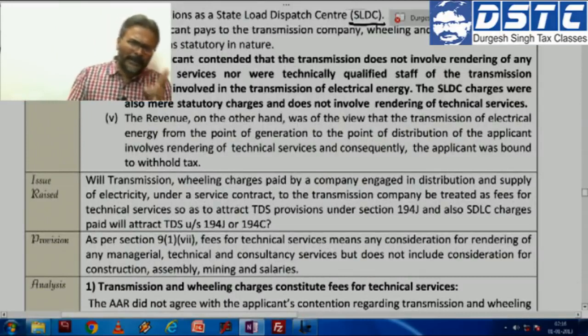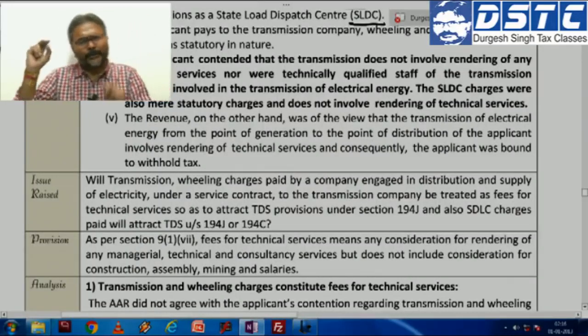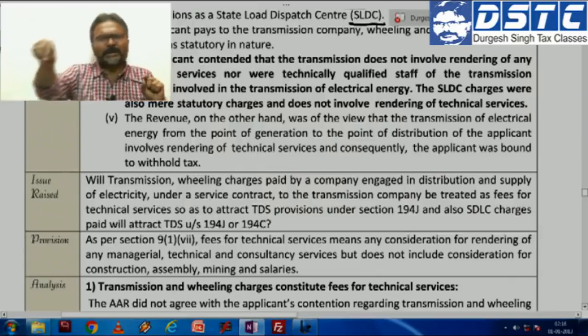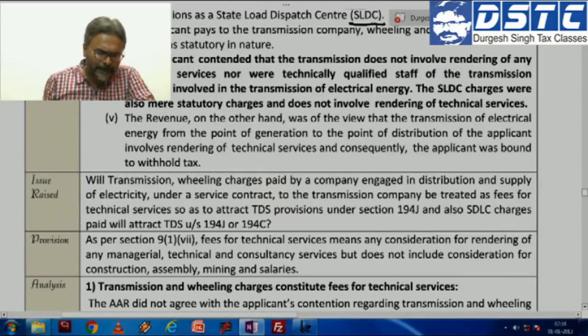As I told you, in one case it will be yes, in another case it will be no. How yes and how no? Based on the same reason which I have just now put forth for the Kotak Securities Limited case law.